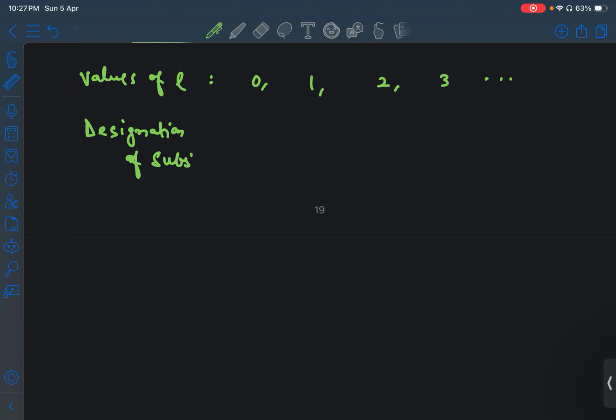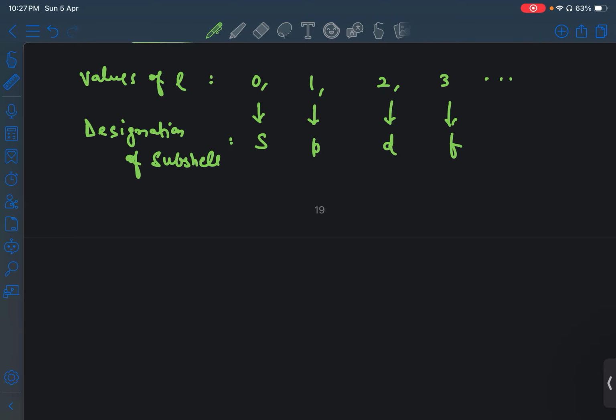Designation of subshell. So 0 means we have S subshell, 1 means we have P subshell, 2 means we have D subshell, 3 means F subshell, and so on. So L simply assumes these values from 0 to n minus 1, and it tells us the subshell. N identifies the shell, L identifies the subshell.